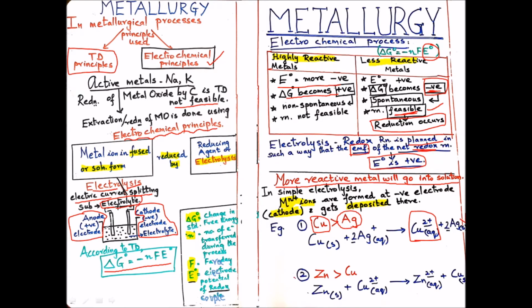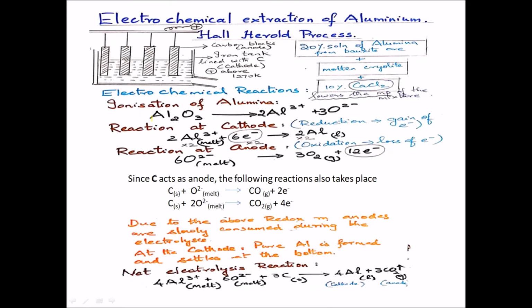In example 2, zinc is more reactive than copper. Thus, when zinc is added to a solution containing copper 2 plus ions, zinc goes into solution precipitating copper. Let us look at the electrochemical extraction of aluminium.